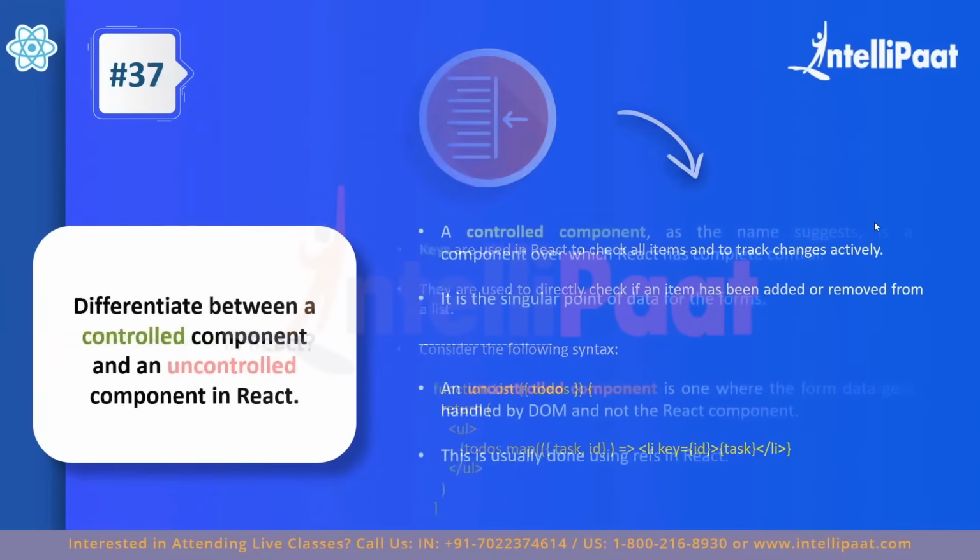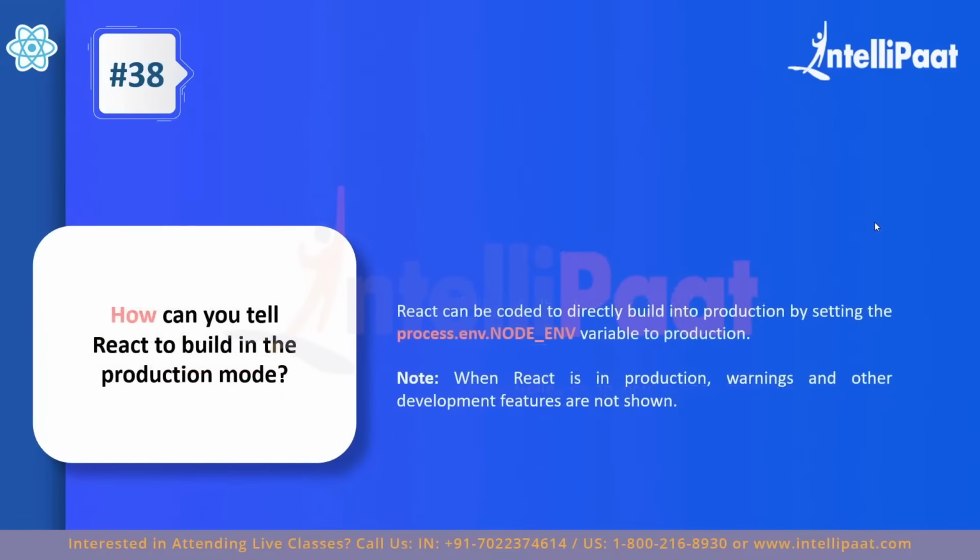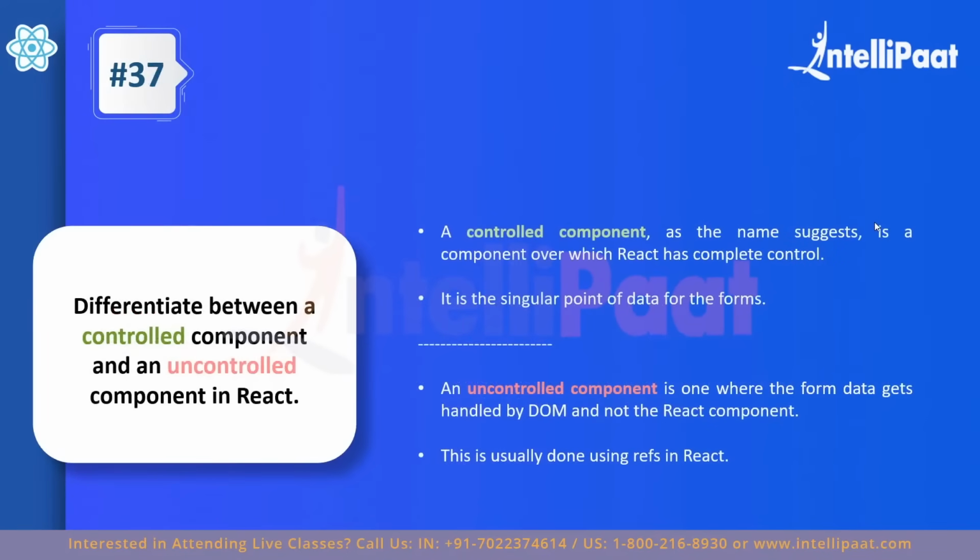Understanding that, we can move to the 37th question, which states, differentiate between a controlled component and an uncontrolled component in React. A controlled component, as the name suggests, is a component in which React has complete control, and there is a singular point of data for the forms where you have to perform state changes, get it re-rendered, and all of that. When we talk about uncontrolled components, the important difference is that the data gets handled by the DOM and not the React component itself. So React does not have complete control over this component.